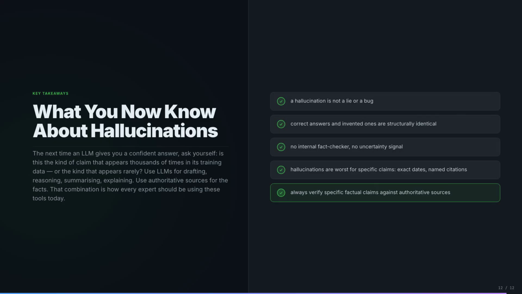The next time an LLM gives you a confident answer, ask yourself, is this the kind of claim that appears thousands of times in its training data, or the kind that appears rarely? Use LLMs for what they are extraordinary at: drafting, reasoning, summarizing, explaining. Use authoritative sources for the facts. In the next lesson, we look at retrieval augmented generation, or RAG, giving the model verified facts to work from instead of asking it to guess.